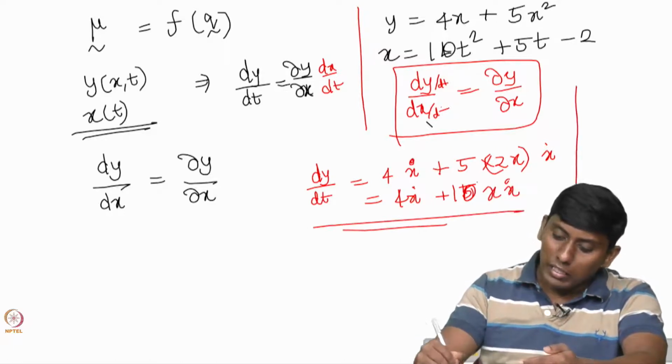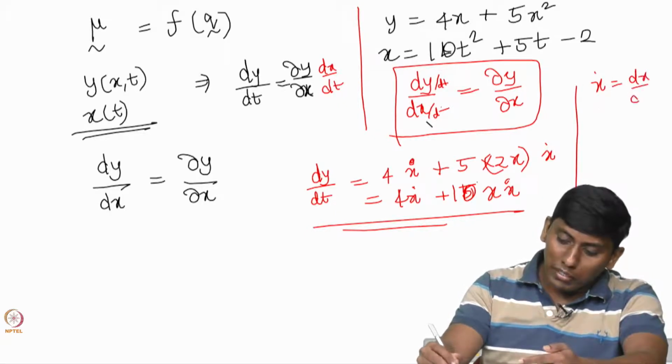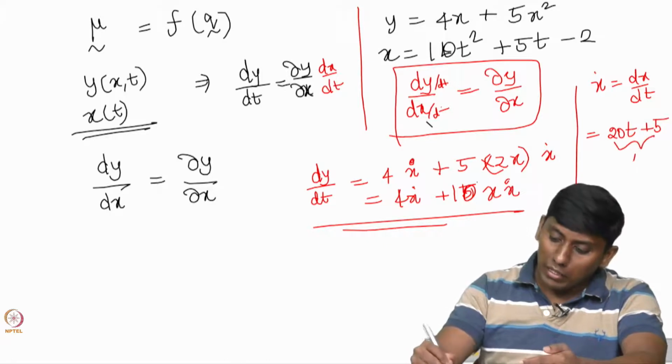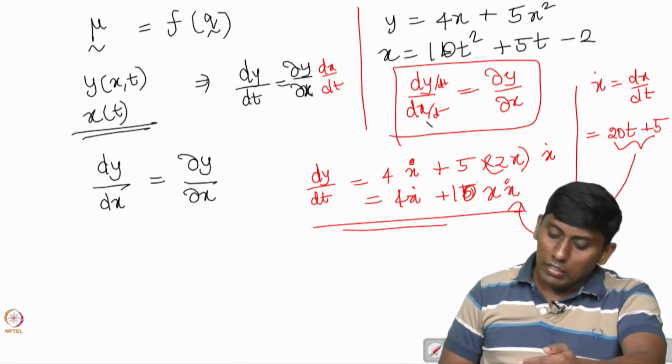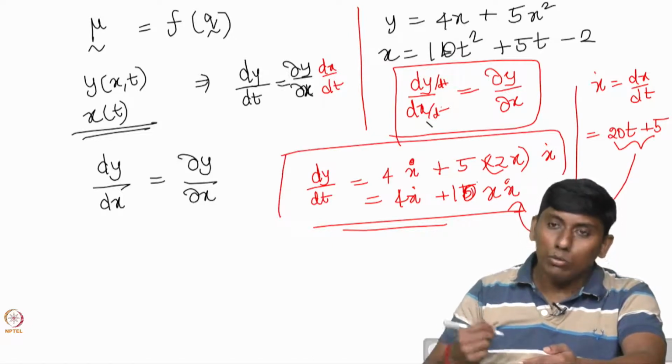Now you can see what is x dot. So x dot is nothing but dx by dt. So what is that value here? It would be 20t plus 5. Now I substitute that here, and then I can get it. This is if it is a scalar, you can do it.